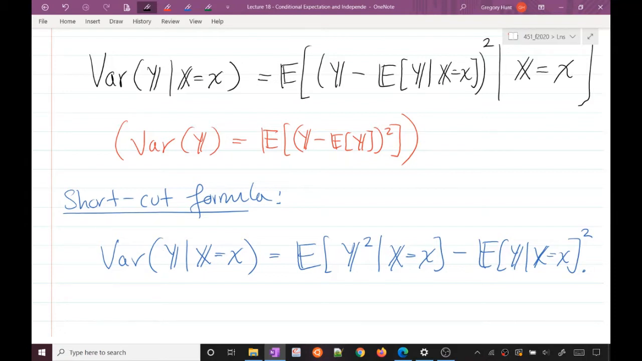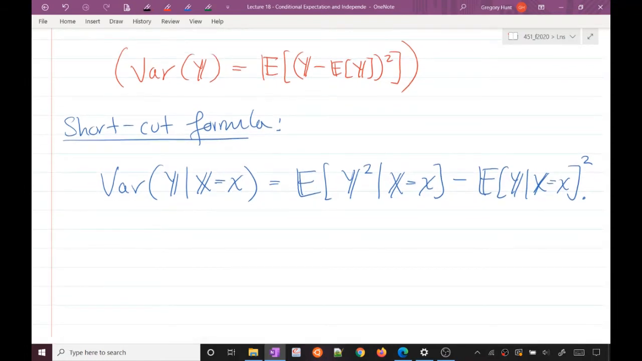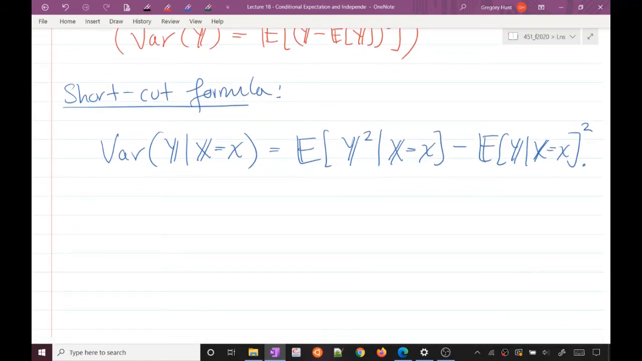All you need to do is replace, in the expected value formula, the PDF of y with the PDF of y given x. So all this really nicely builds off of the theory that we developed in the first part of this course. Okay.